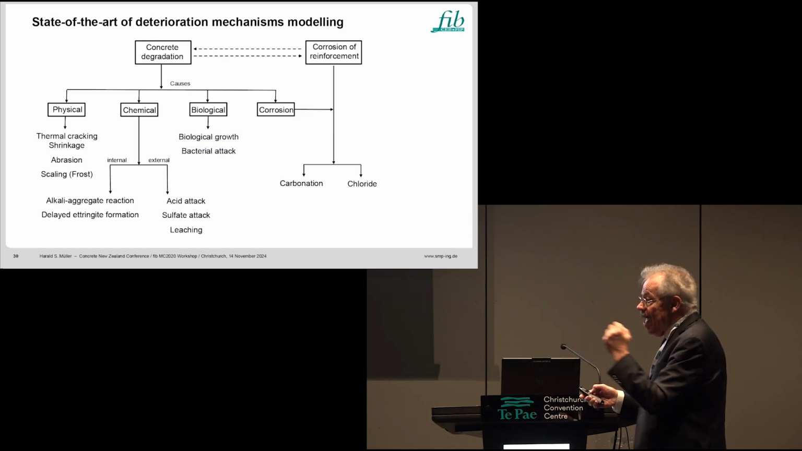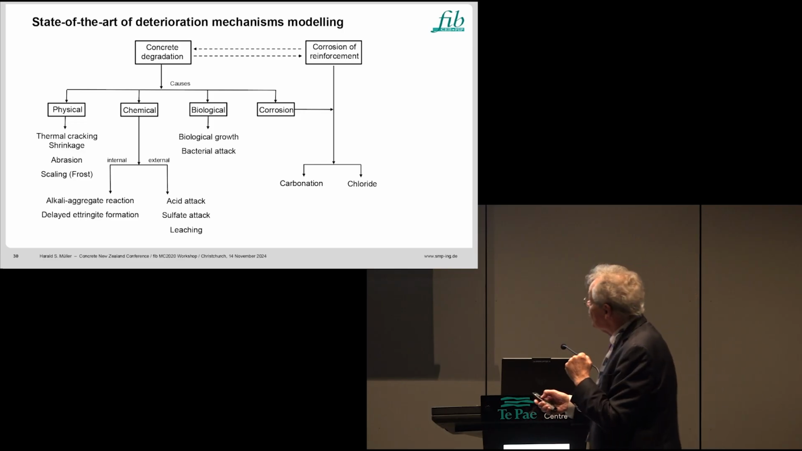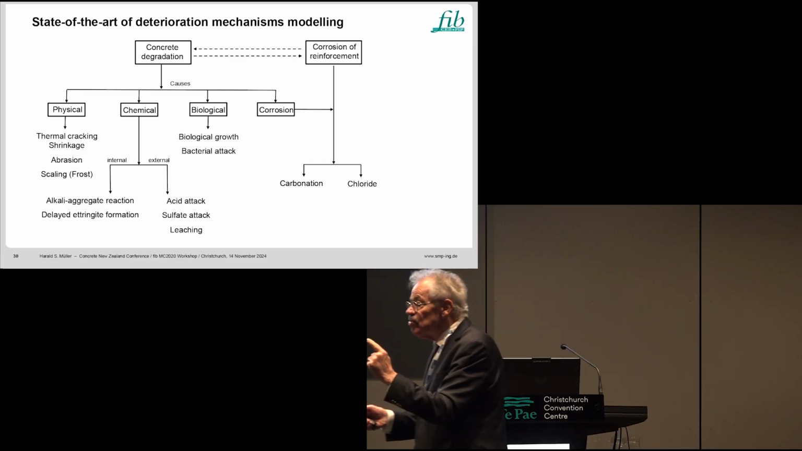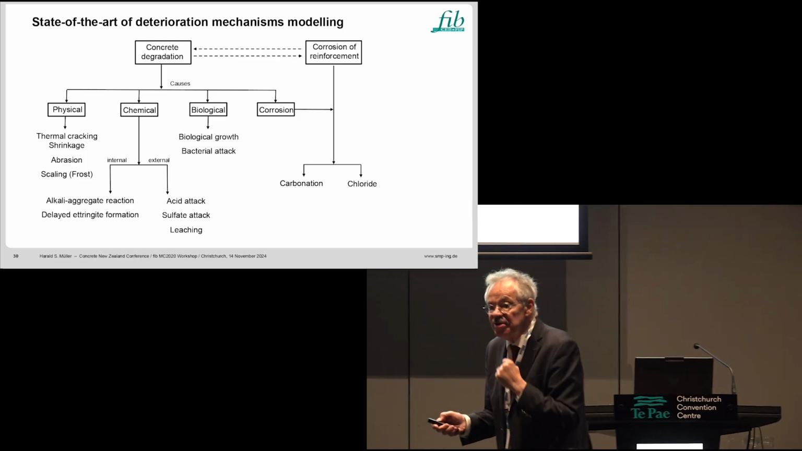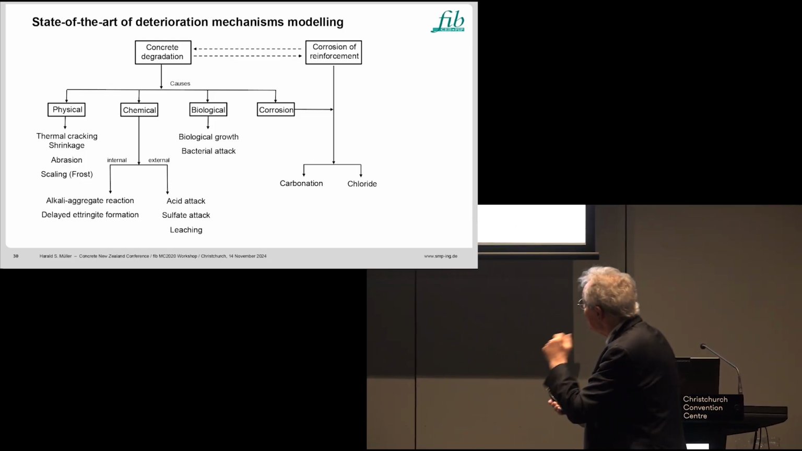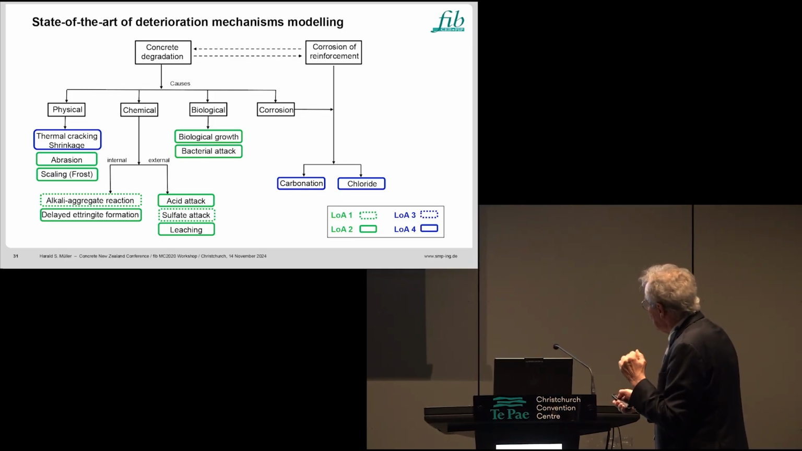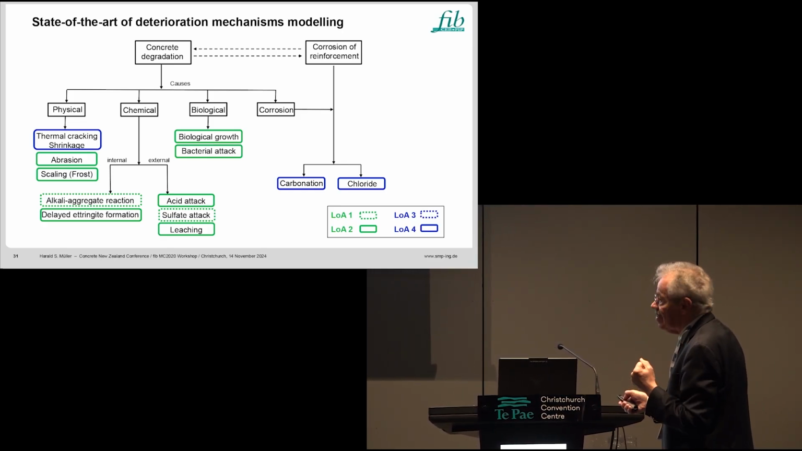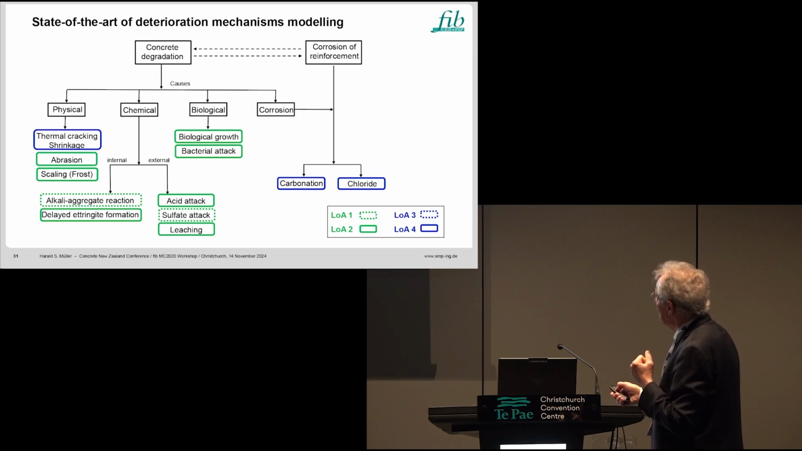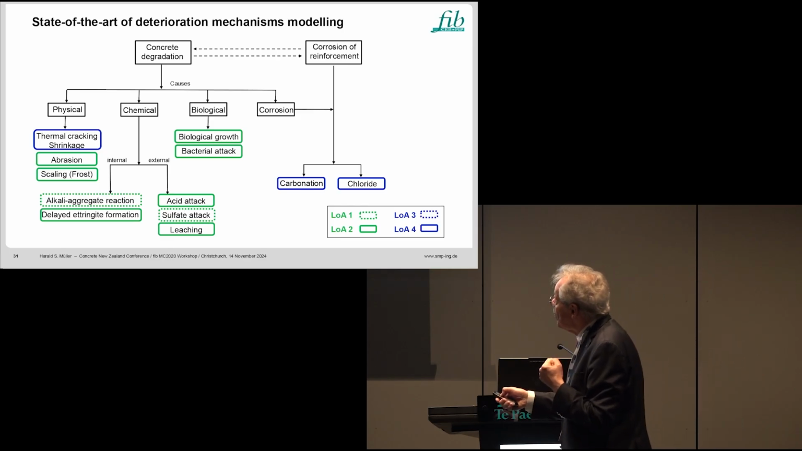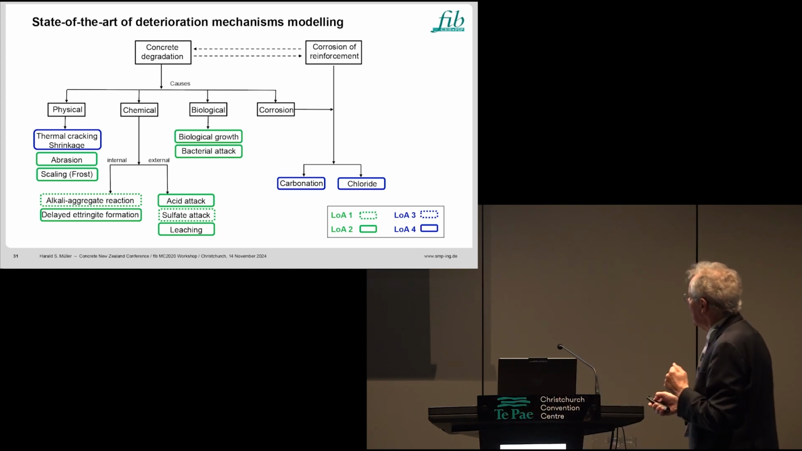Well, now back to the diagram which I have already shown to you, and now it's interesting to know which levels of approximation we can offer for the design. And this I have plotted here, and you can see this is the best we could achieve: a full probabilistic design of durability. And you can see we can only have this for carbonation and chlorides, and for thermal cracking and shrinkage. We can do this on the LOA4 level.